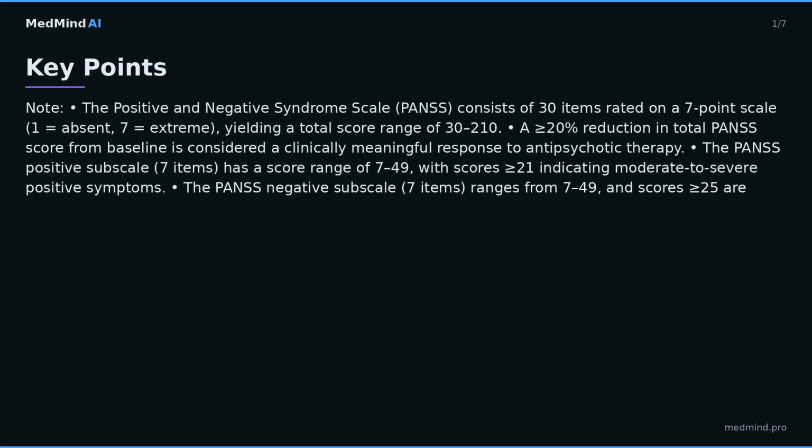PANSS scores improve by an average of 18.3 points, 95% CI, 16.7 to 19.9, after 6 weeks of treatment with risperidone 4 mg per day in first episode schizophrenia. The PANSS Marder Factor Analysis Model divides symptoms into 5 domains: positive, negative, disorganized, excited, and emotional distress, with internal consistency Cronbach's alpha of 0.81 to 0.89.